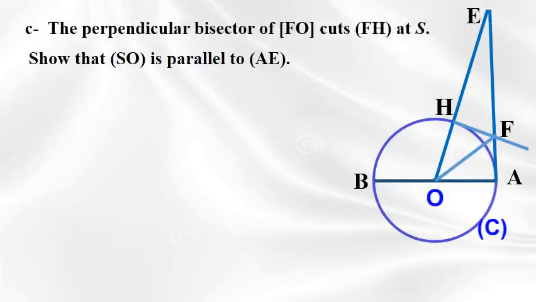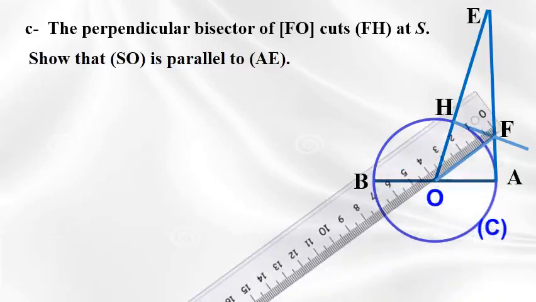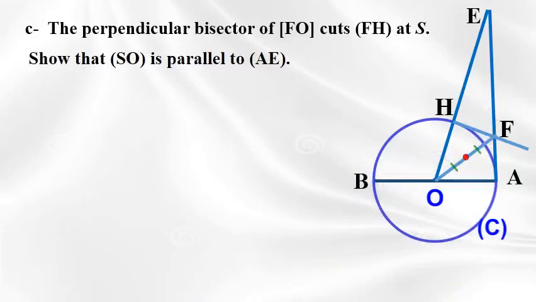Knowing that the perpendicular bisector of FO cuts FH at S. So this is the point S. The perpendicular bisector of FO goes through the midpoint of FO and perpendicular to FO. If we elongate FH, the perpendicular bisector of FO cuts FH at the point S. So this is the point S.